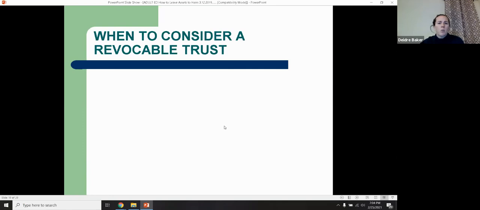So I've kind of touched on a few of these points already, but a few different scenarios or when it may be a good idea to consider doing a revocable trust.